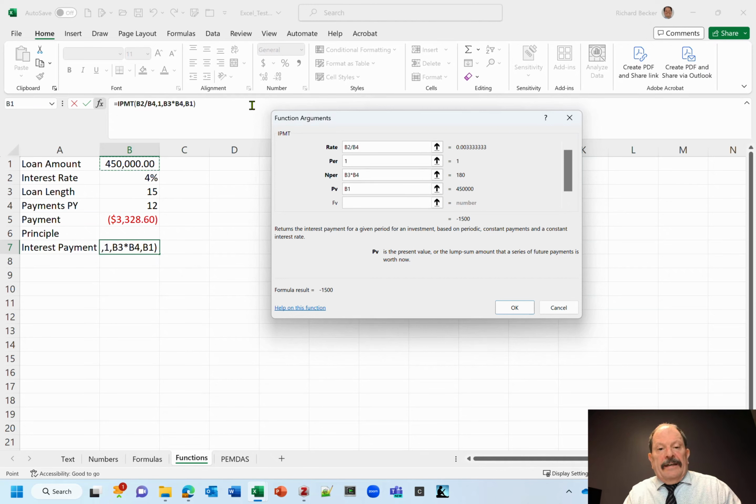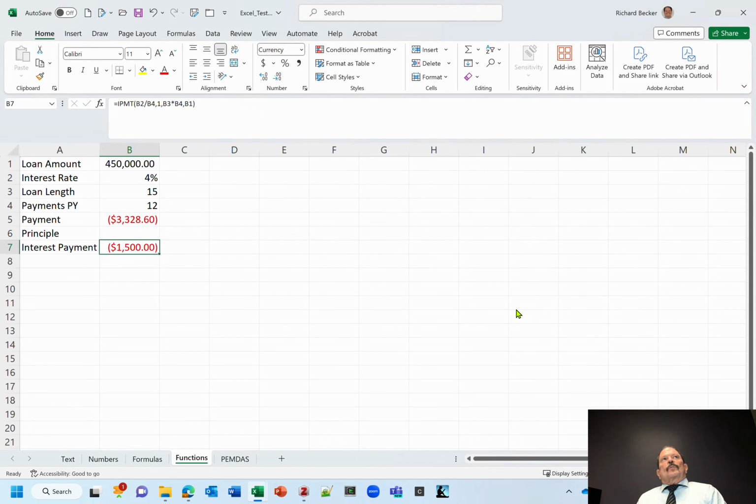And anything bolded is required. Regular is you don't have to provide anything. And it looks like about $1,500, so that seems reasonable. And there. So my house payment in this particular case is $3,328.60, and the interest that I'm paying to the bank is $1,500. Okay, so I can do the math.